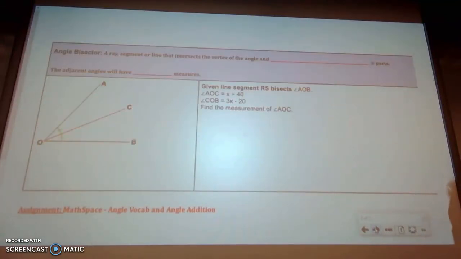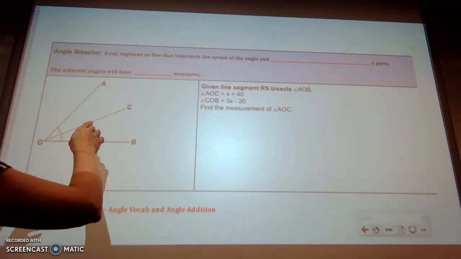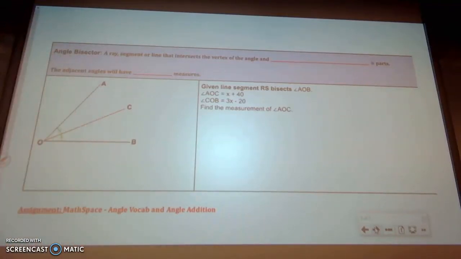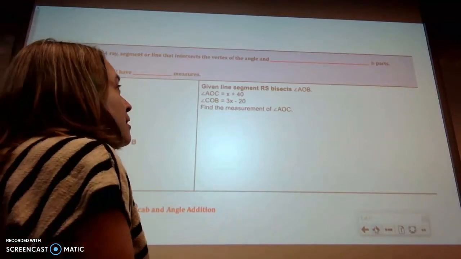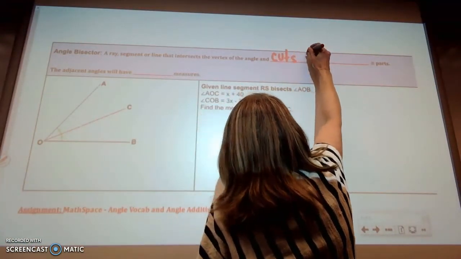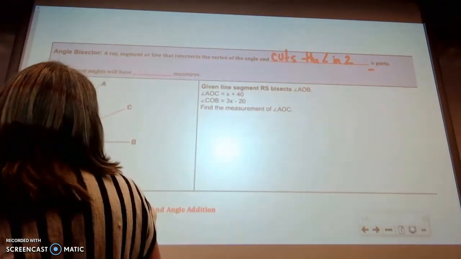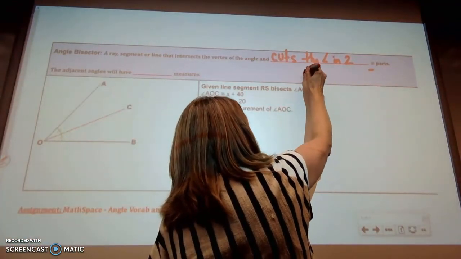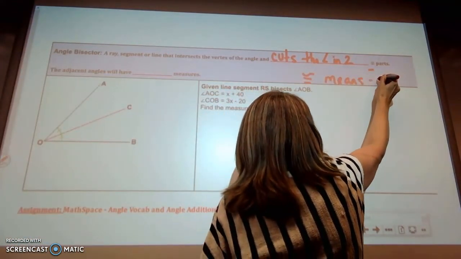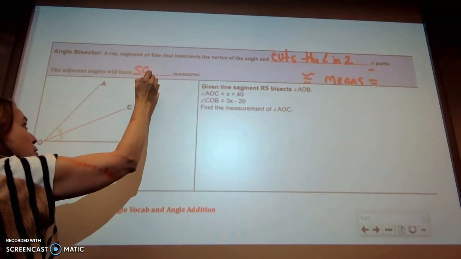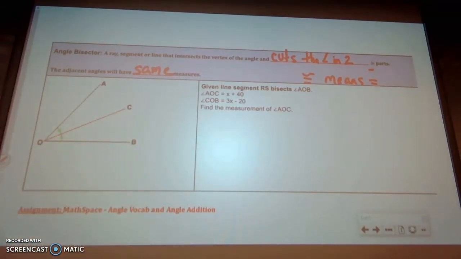Now we have the angle bisector, and we remember from the segment bisector that it cuts the segment in half into two equal parts. So it's a ray, segment, or line that intersects the vertex of the angle, and cuts it in two equal parts. Yeah, that's exactly what it is. It cuts the angle in two congruent parts. What does congruent mean, Miss Cintron? Congruent roughly means equal. For our purposes, we'll just say equal. If the adjacent angles are equal, what kind of measures do they have? The same measures.